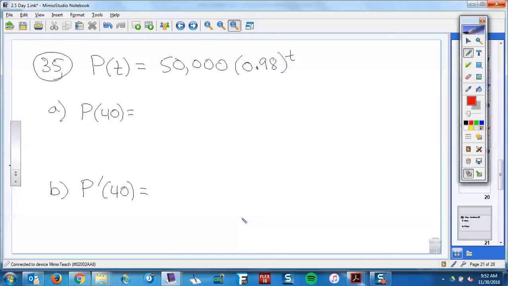All right, let's go to 35 here real quick and talk about this one. Again, just talk about some notation things. So you have the population. So here's where we want to start being able to use these derivative rules. So you got the population of this town, and T is the years after 1960. So 0 would be 1960, and they want to know what's the population in 2000.